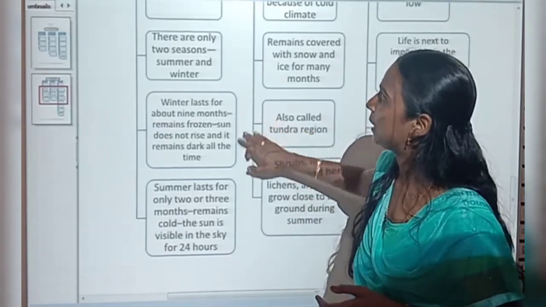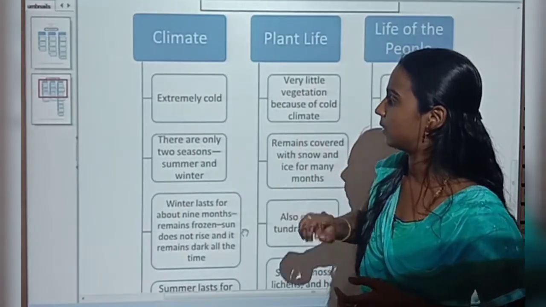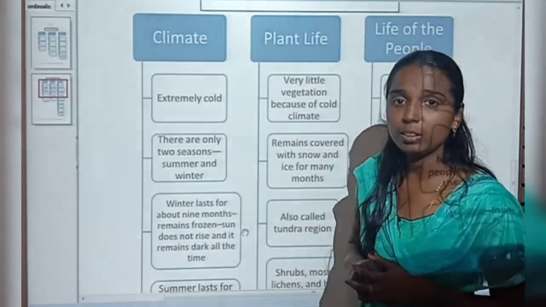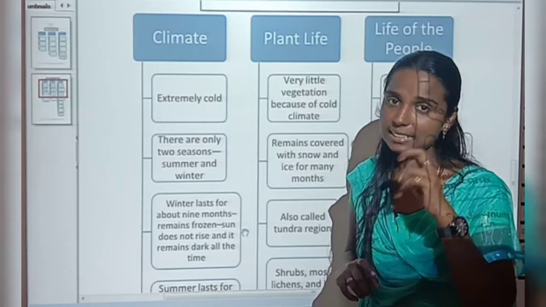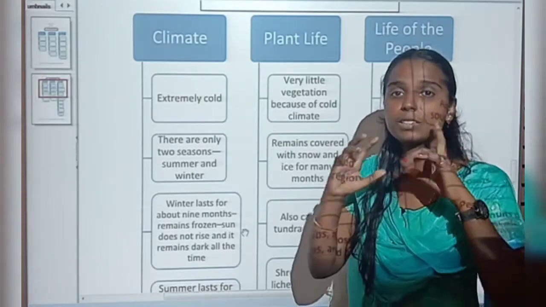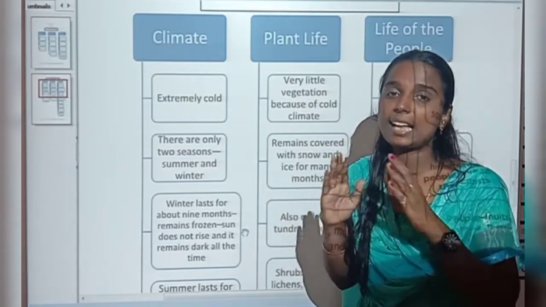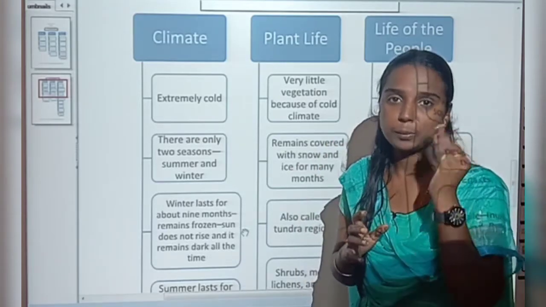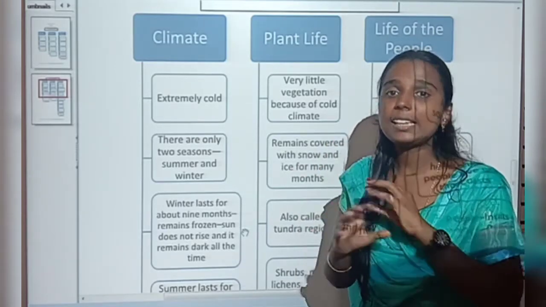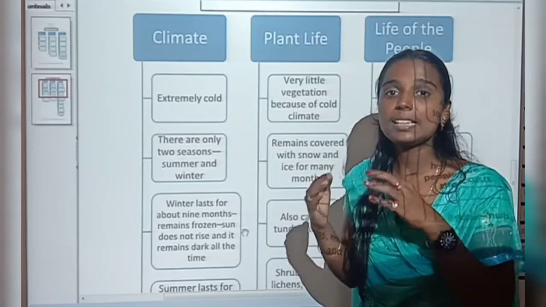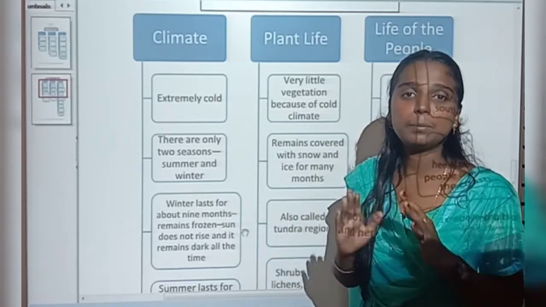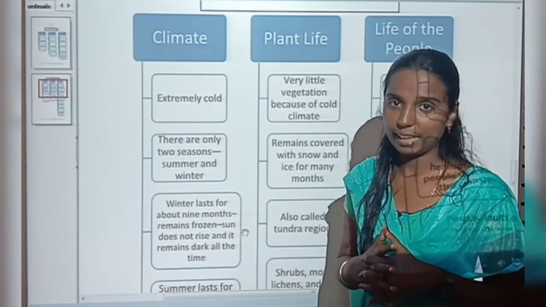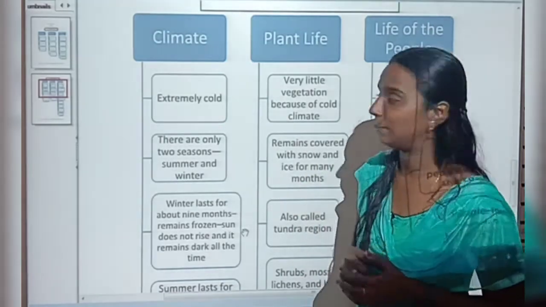So that's all about the climate of this frigid zone. It is extremely cold and it has only 2 seasons, summer and winter. Winter is a long season and lasts for about 9 months, whereas summer lasts for only 3 months. In winter the sun will never rise, whereas in summer the sun will be in the sky for 24 hours. That's all about the climate.